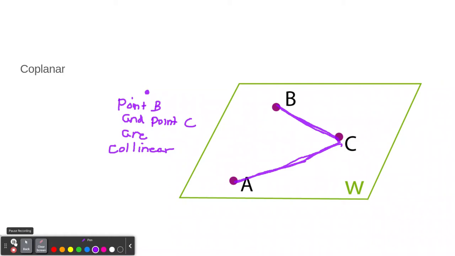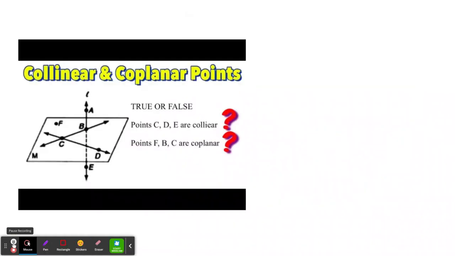Let's get another picture here. Let's look at these questions here. True or false? Point C, point D, and point E are collinear. What do you think? So let's look at them. Point C, right? Here's point C. There's point D. And where's point E? It's over here. Are they collinear? No. False.